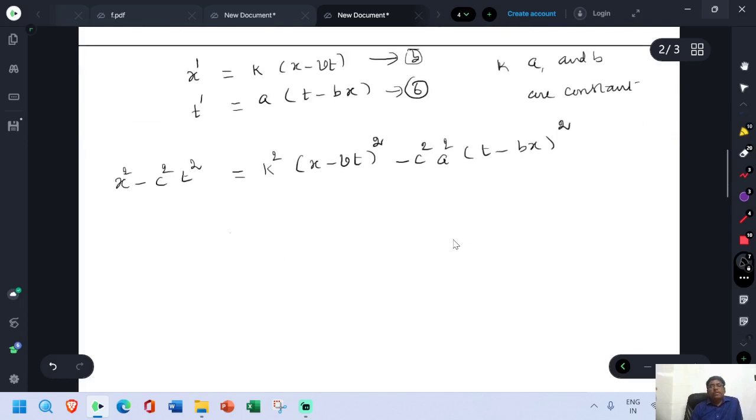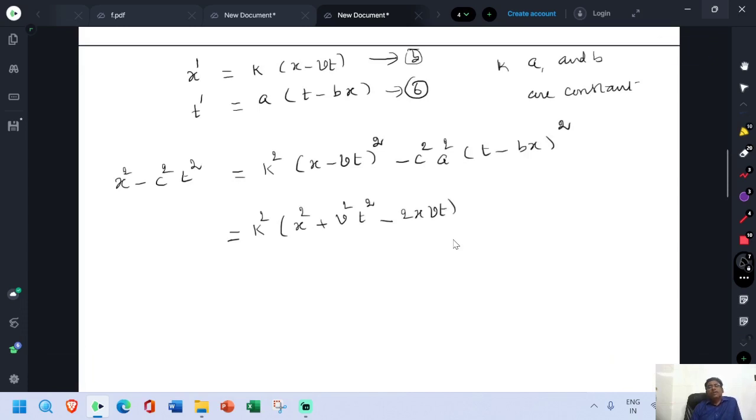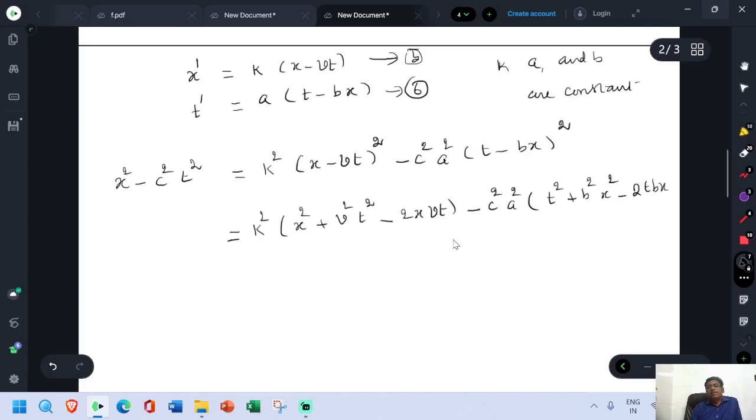This is equal to k square x square plus v square t square minus 2xvt. (a minus b) whole square is equal to a square plus b square minus 2ab. Minus c square a square into t square plus b square x square minus 2tbx.